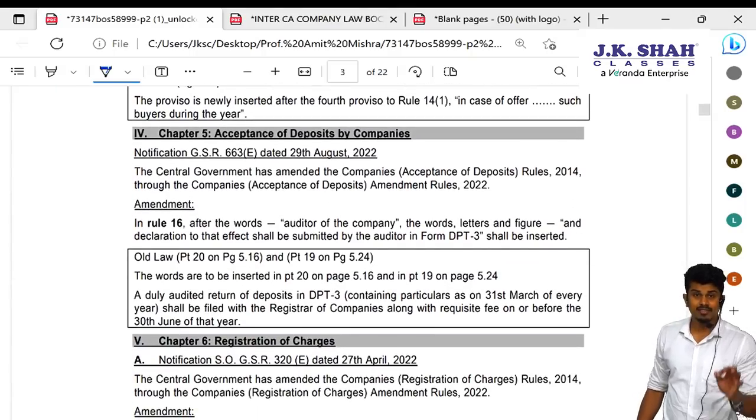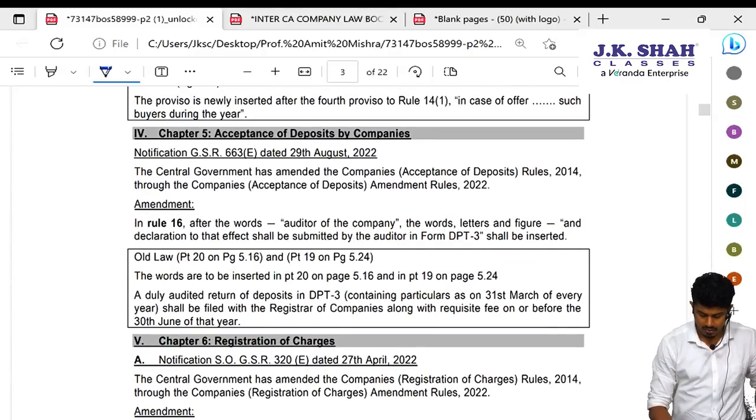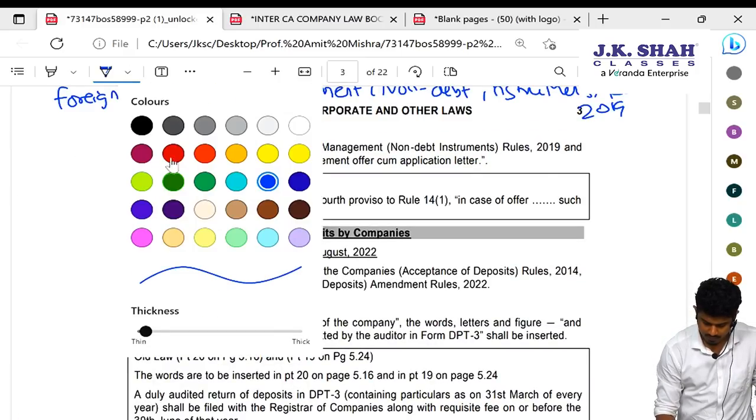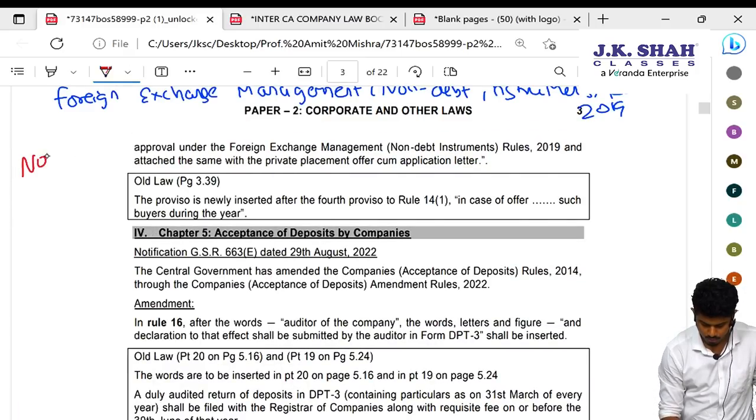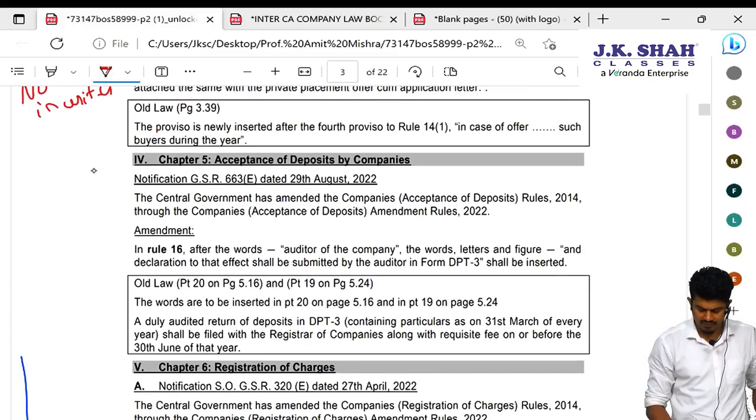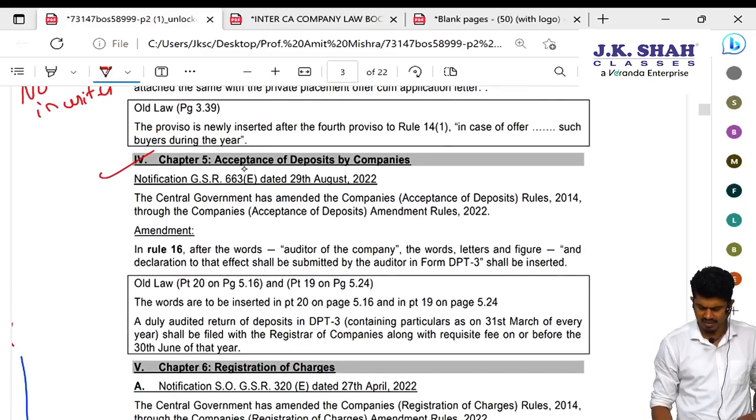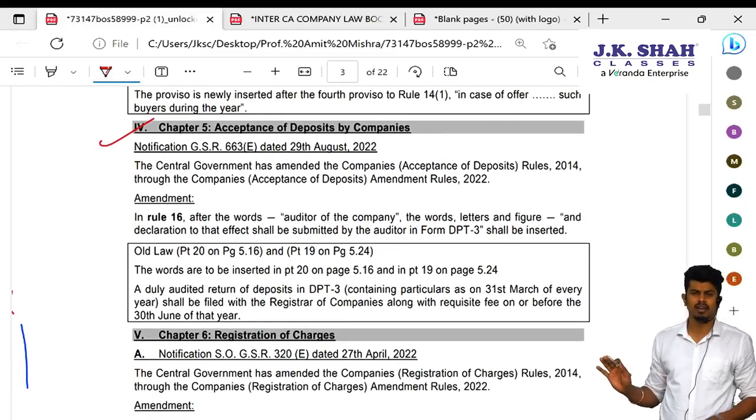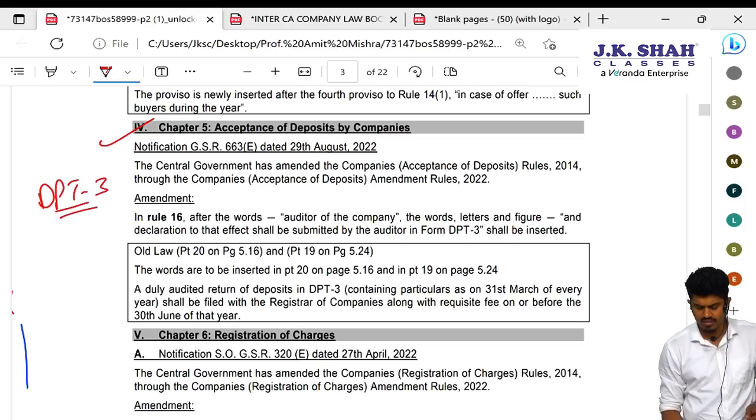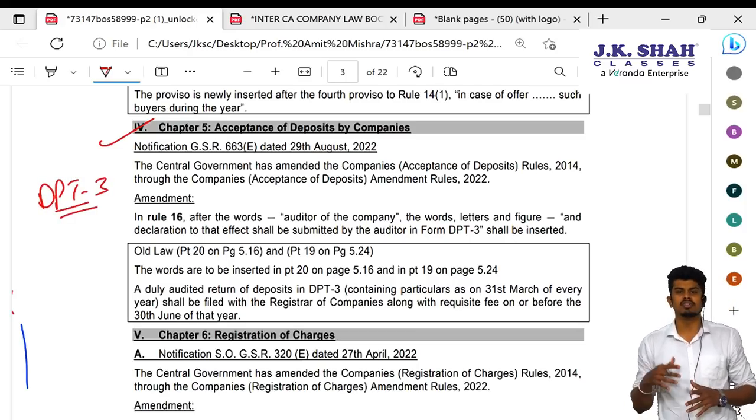Okay, now there is no amendment in chapter 4. No amendment in unit 4, that is share capital and debentures. In unit 5, there is a very small amendment in acceptance of deposits, very, very small. All of you know there is something called DPT-3, which talks about the return of deposits.